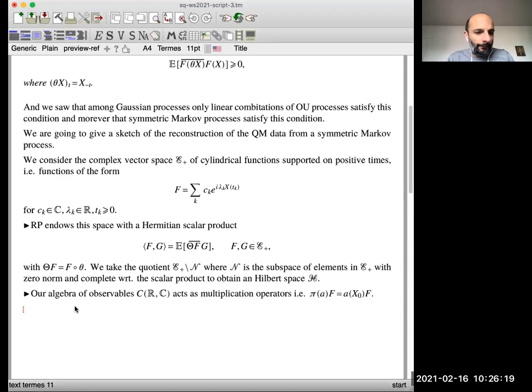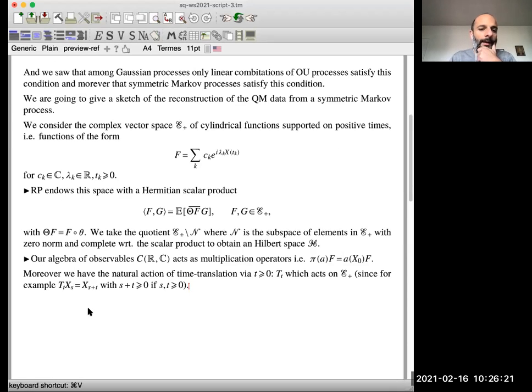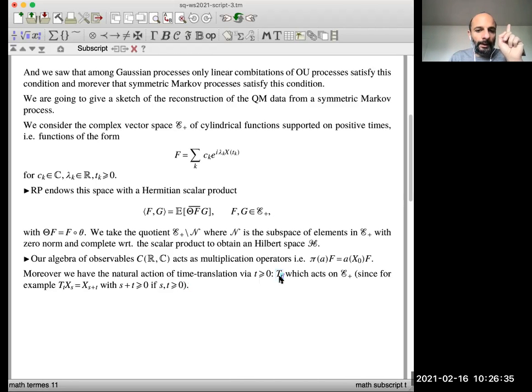First of all, we have an actual action of time translation. Time translation can act with positive times. So I can introduce a certain operator, X star T, which acts on this function, E plus, my Hilbert space, by shifting positive time. Of course, you can imagine that for functions of this form, you just shift all the times.